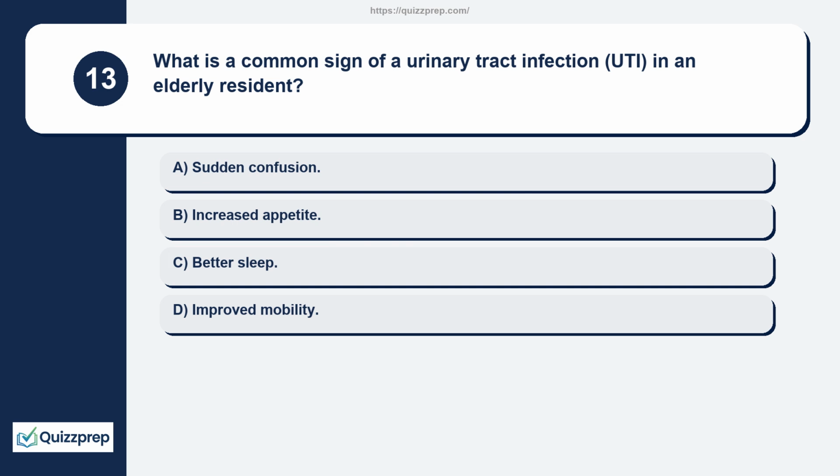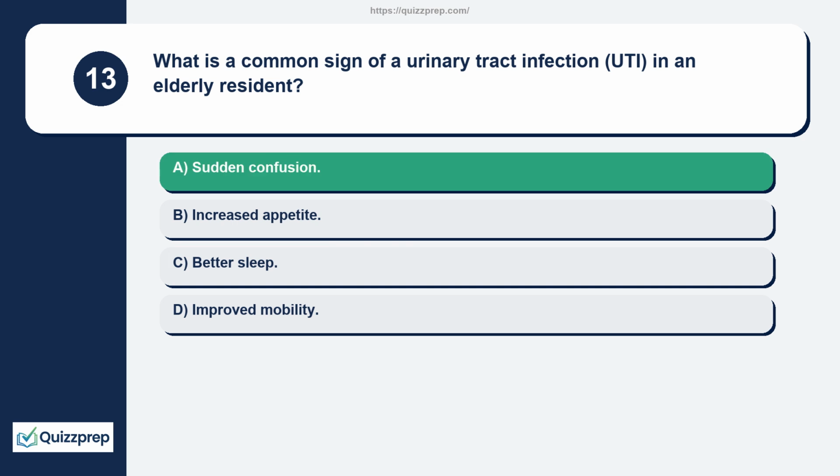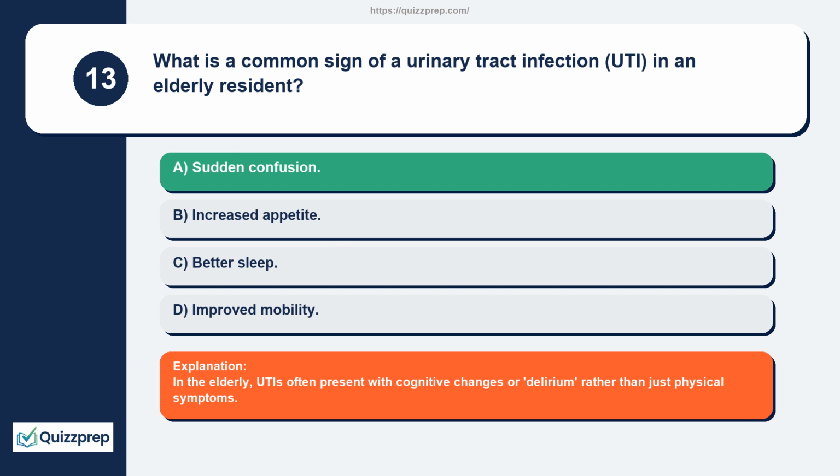Question 13. What is a common sign of a urinary tract infection, UTI, in an elderly resident? Sudden confusion. Increased appetite, better sleep, improved mobility. In the elderly, UTI often presents with cognitive changes or delirium rather than just physical symptoms.